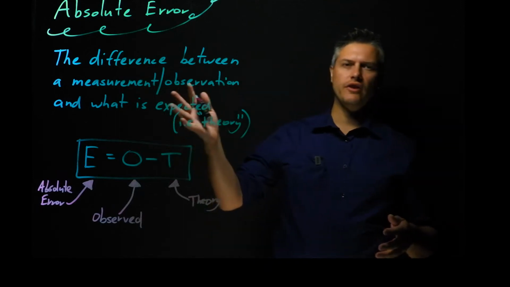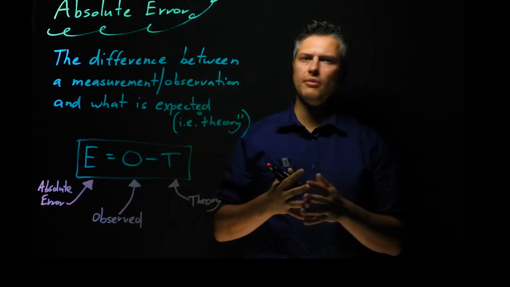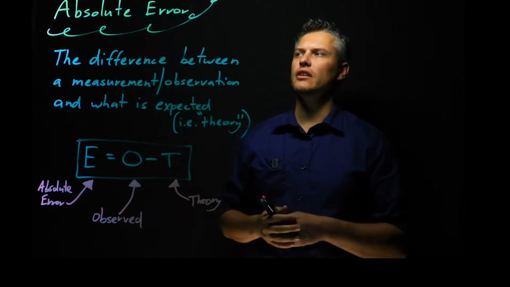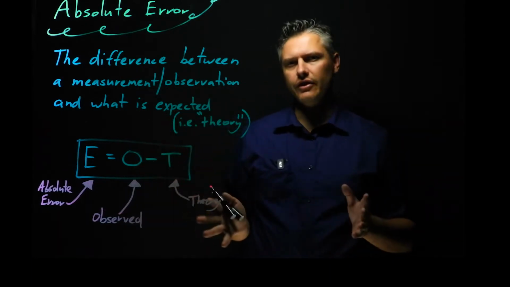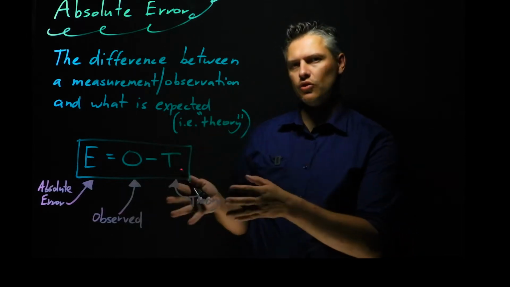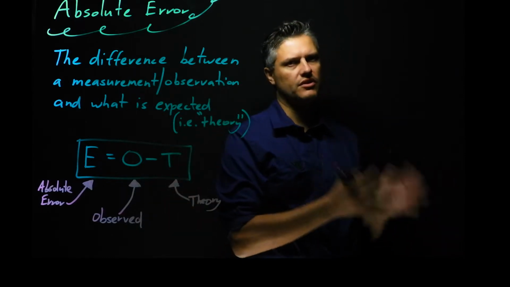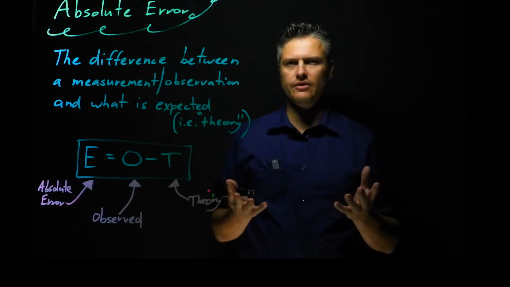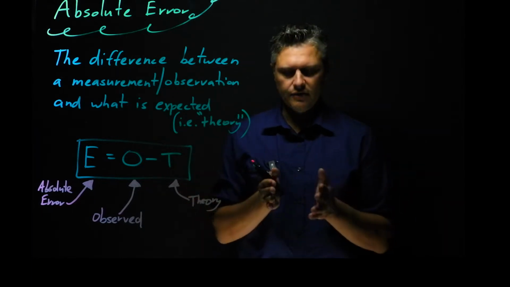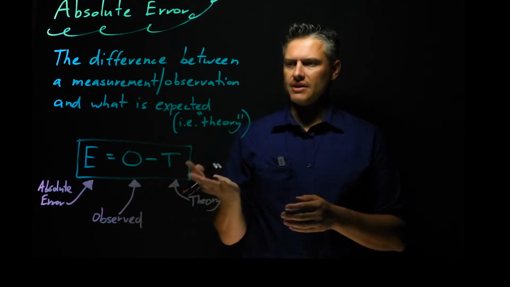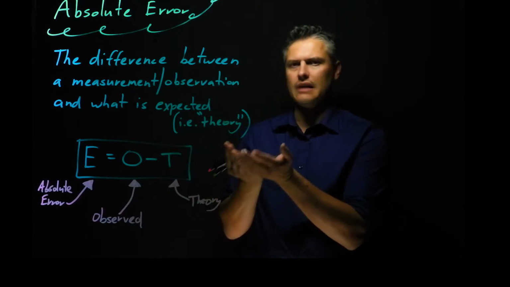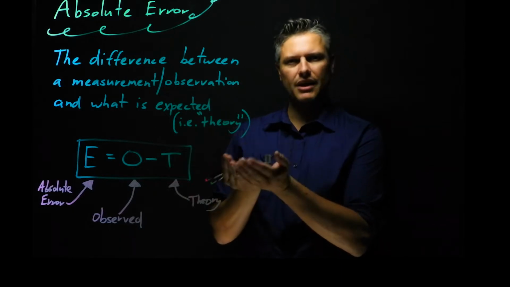Absolute error is one of those concepts that you'll use in almost all of your experimentation. So let's have a look at what it is. Absolute error in a nutshell is the difference between what you measure or observe and what you expect. So it's that difference. Obviously we want that difference to be as little as possible so that your experimentation values are exactly the same, if not really close to what is expected.